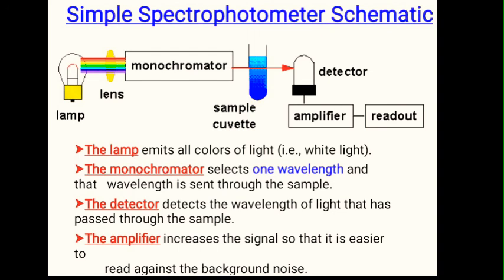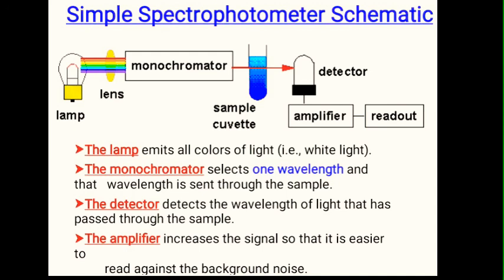The lamp emits all colors of light, that is, white light. The monochromator selects one wavelength, and that wavelength is sent through the sample. The detector detects the wavelength of light that has passed through the sample, and the amplifier increases the signal so that it is easier to read against the background noise.